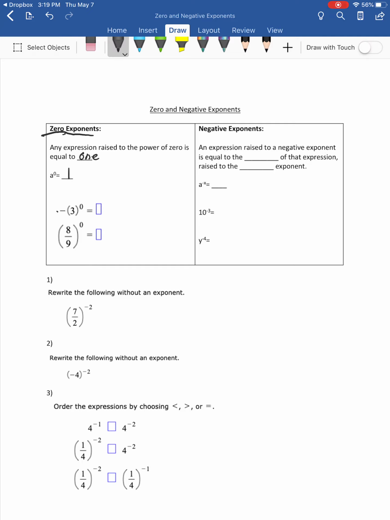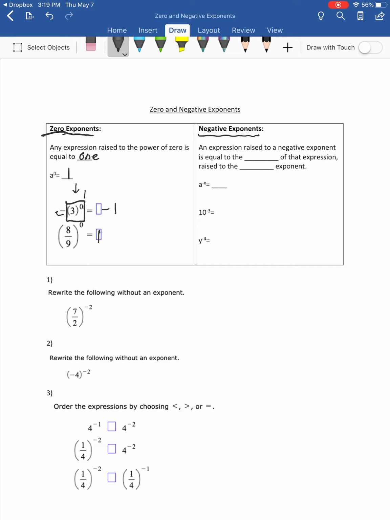Okay, a couple of examples in this box. Negative parentheses 3 to the 0. Well, 3 to the 0, that's 1. The negative in front of it just makes the value -1. And the one below it, 8/9 to the 0. We have a fraction to the 0. It doesn't matter whether it's a fraction or whole number. Any expression raised to the power of 0 is always equal to 1. The only reason that the one above it was not positive is because you had that negative in front.